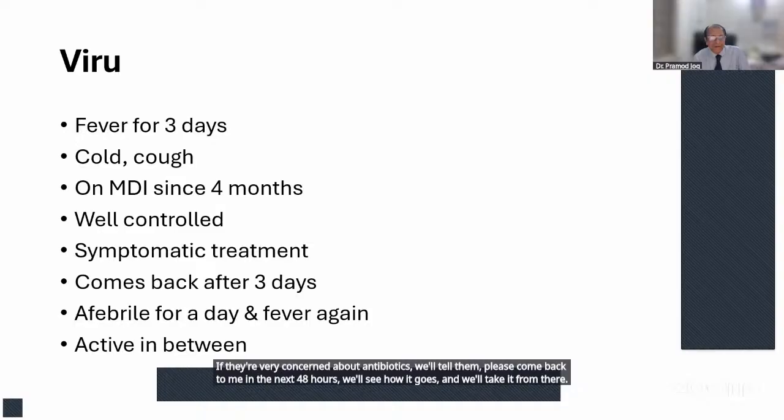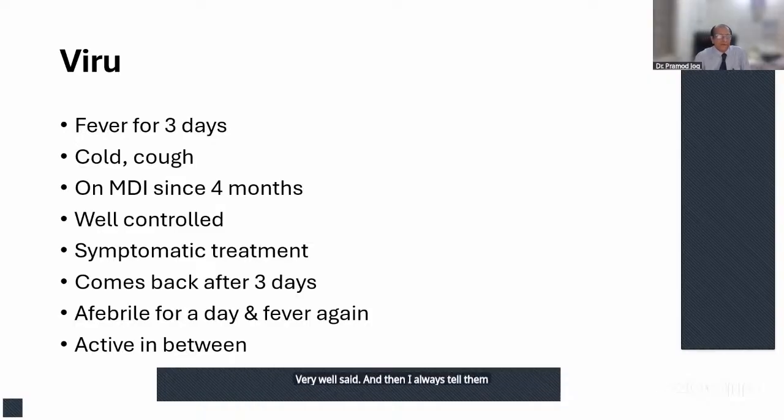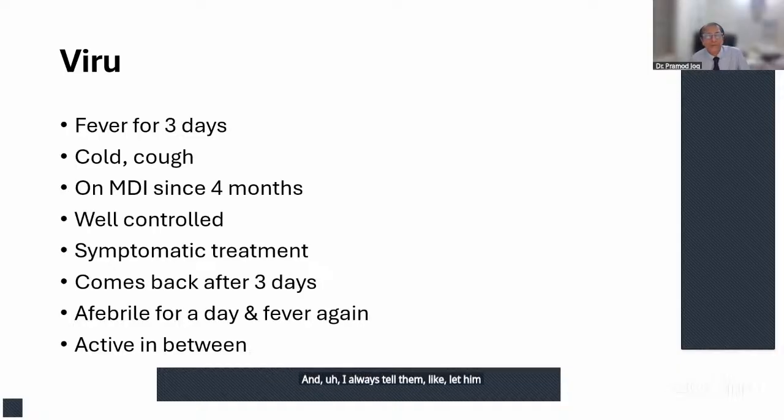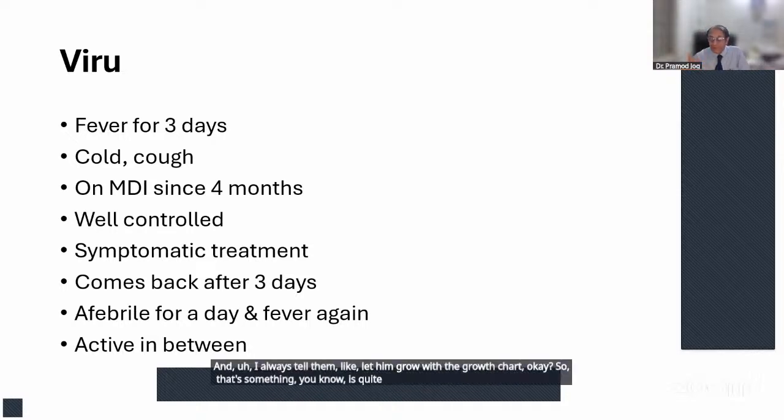Very well said. I always tell them, these recurrent viral respiratory infections are a part of growing. And I always tell them, let him grow with the growth chart. That is quite convincing, because if I show them the growth chart and the child is growing very nicely, then they usually do not pressurize us to prescribe antibiotics.